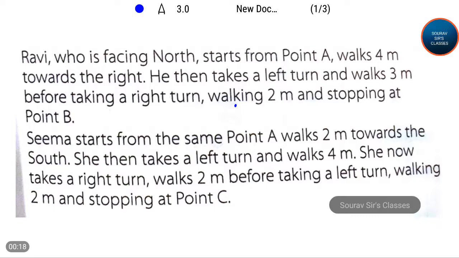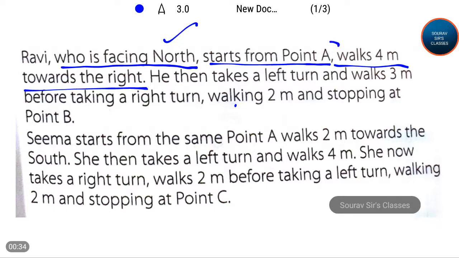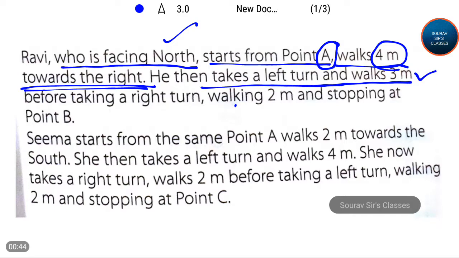Ravi, who is facing north, starts from point A and walks 4 meters towards the right. He then takes a left turn and walks 3 meters before taking a right turn. Now walking 2 meters and stopping at point B.